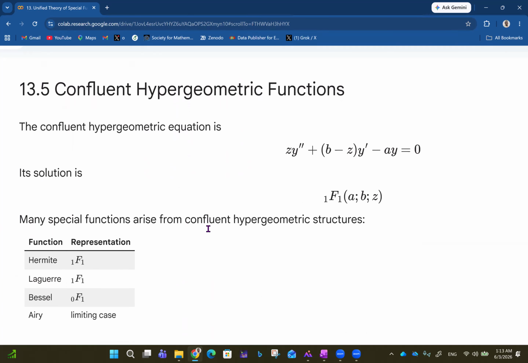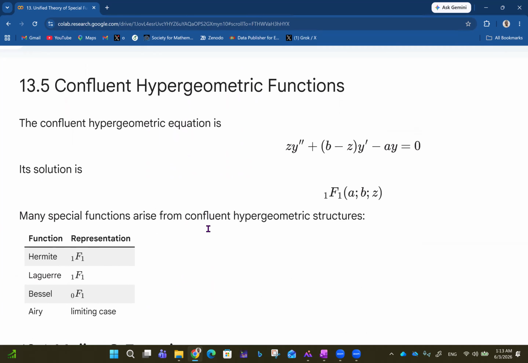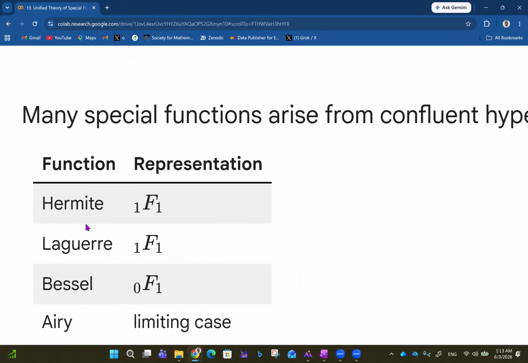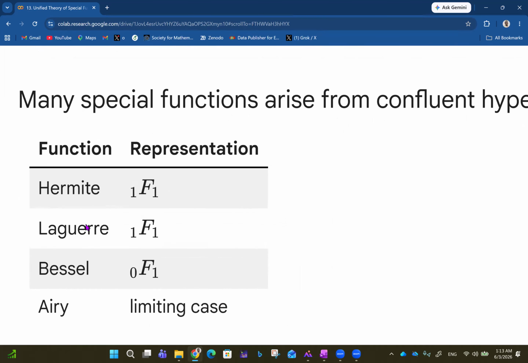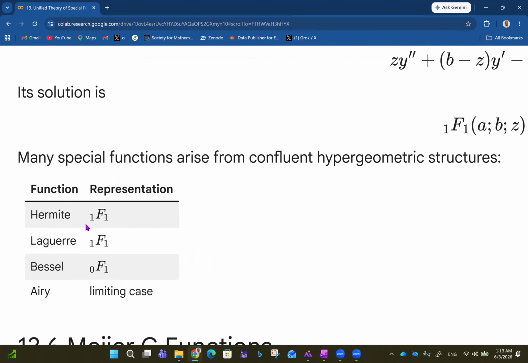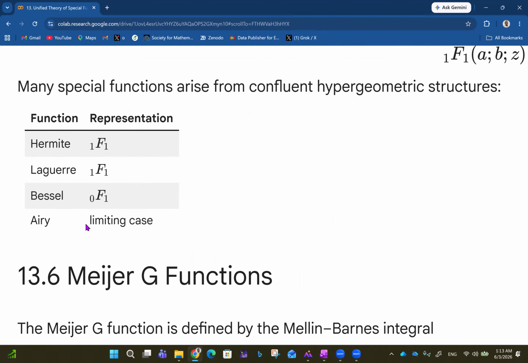Then we talk about the confluent hypergeometric functions. The confluent hypergeometric equation: z y'' plus (b minus z) y' minus a y is 0. Its solution is 1F1(a; b; z). So many special functions arise from confluent hypergeometric structures. You have functions like the Hermite, which is 1F1, Legendre, 1F1, Bessel, 0F1 hypergeometric, and you have the Airy, which is the limiting case. Those are some special functions which arise from confluent hypergeometric structures.